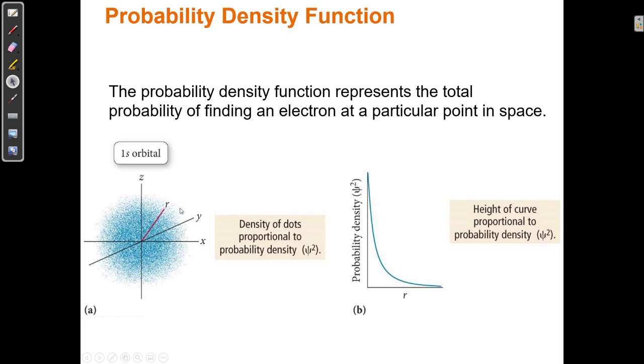Out here, there's fewer still. Out here, there's not even any dots anymore. So that means that the most likely position for the electron is in here, but this electron could still possibly be out here. There's a couple of dots that are out here, so there's some probability of finding the electron even out here. We call this the probability density, and the density of dots is proportional to the probability of finding the electron at that location.